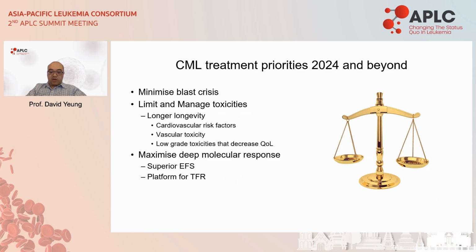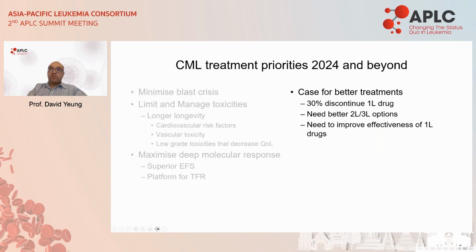How do we address this? So if we can actually maximize deep molecular response, then that would lead to superior event-free survival, and it would also act as a platform for TFR. And I've also demonstrated, I think, the case for better treatments, because 30%, 40% of patients discontinue their frontline therapy. And because of that, we need better frontline therapies, and we need better second line and third line options for those patients who've already started.